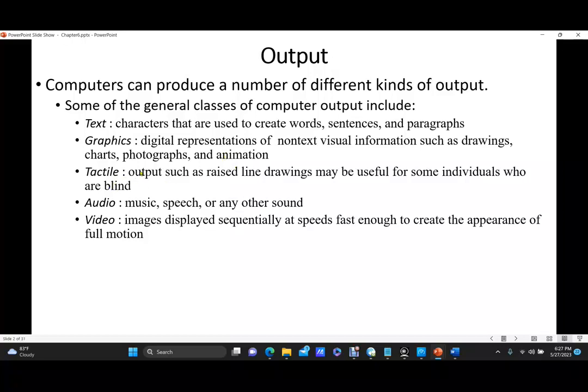Tactile output, like raised line drawings, can be useful for individuals who are blind. Audio: music, speech, sounds in general. Video: images displayed sequentially fast enough that it gives the appearance of movement.